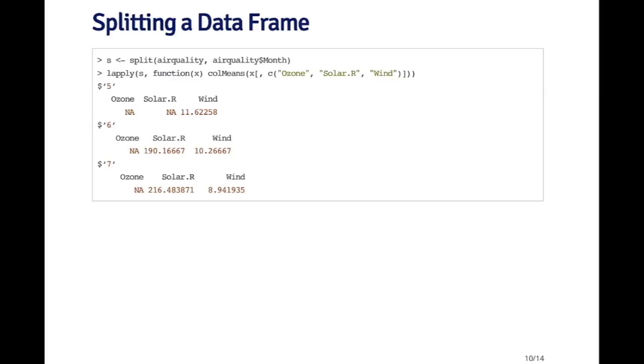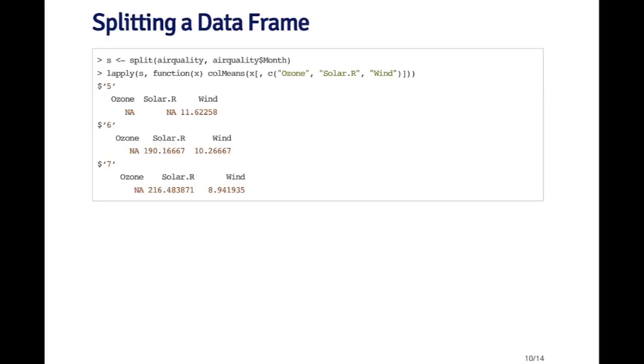So here I've split the airquality data frame according to the month variable, and then I'm going to apply an anonymous function. And the anonymous function here takes the column means of just the ozone, solar radiation, and wind. So I'm not going to take the mean of temperature here. I'm just going to take the column means of those 3 variables for each monthly data frame. So here you can see the results.